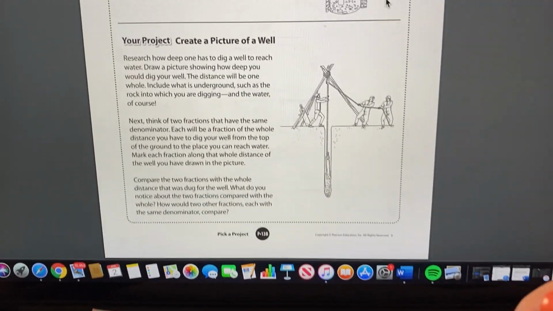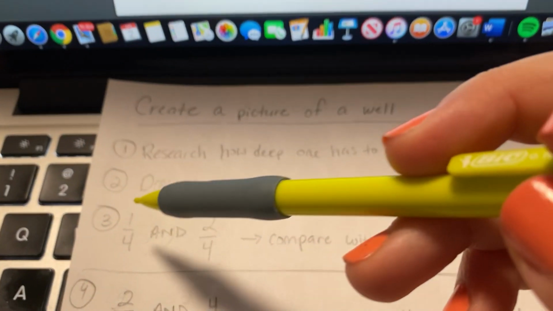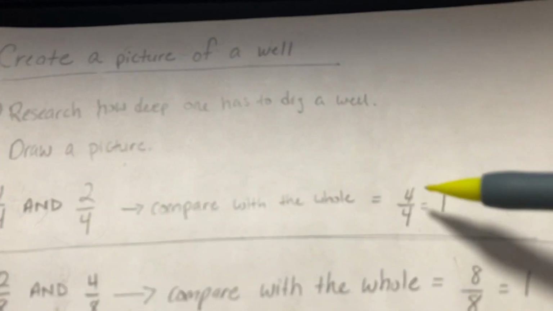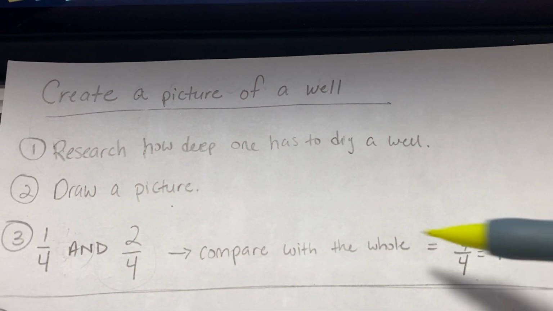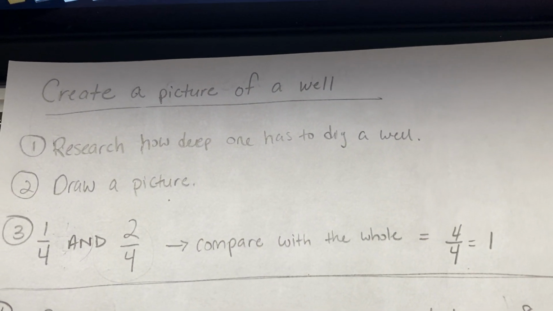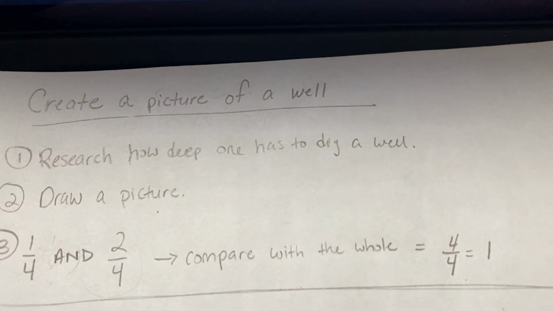And now we have to compare the two fractions. So I picked 1/4 and 2/4. This is what I picked, 1/4 and 2/4. And I have to compare it with the whole, 4/4. So just show me a comparison with it. You can show me whatever you want. You can explain it to me. You can draw it, whatever you want to do.